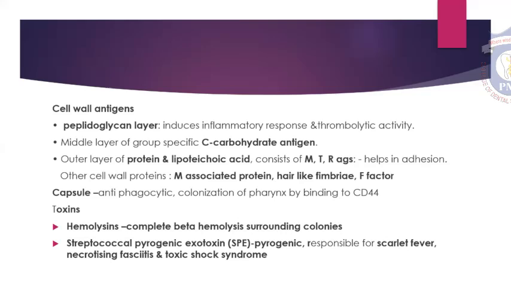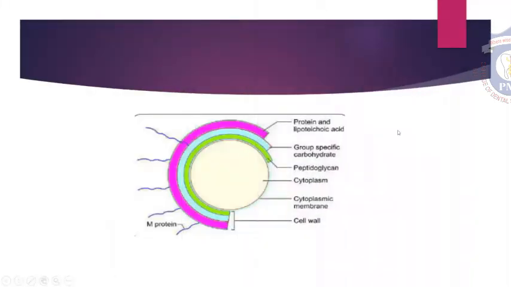Streptococcus pyogenes possesses a capsule, which is antiphagocytic and helps in the colonization of the pharynx by binding to CD44 receptors. So in this figure, we can see the peptidoglycan layer, the middle layer of group-specific carbohydrate antigen, and the outer layer of proteins and lipoteichoic acid. Cell wall is there, cytoplasm, cytoplasmic membrane, and M protein.